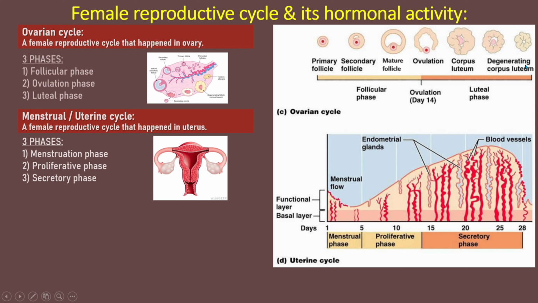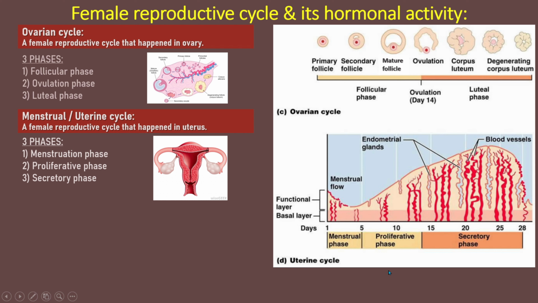corpus luteum degenerates. In the uterine or menstrual cycle, the first phase is the menstrual phase, where the first day of menstruation is the first day of the menstrual cycle. At this phase, the inner lining, the endometrium wall, will rupture and be discharged from the uterus, and this phase takes about 5 days, but different women will have different days. This is common for all women.